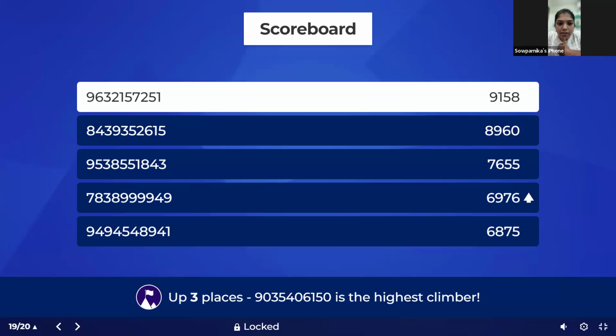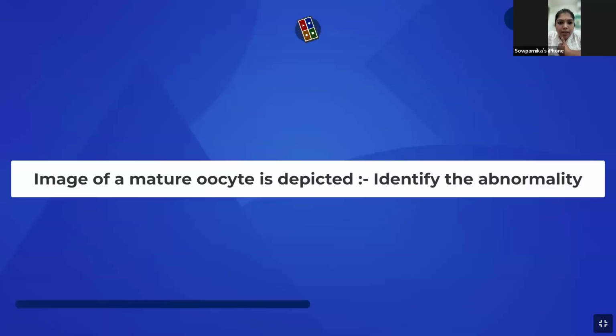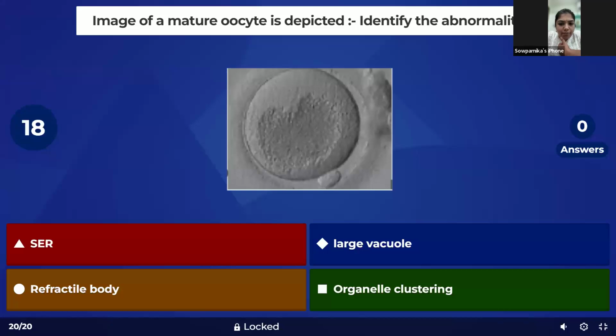Last question. Question number 20. Image of mature oocyte is depicted. Identify the abnormality. It's an SER, large vacuole, refractile body, or organelle clustering.